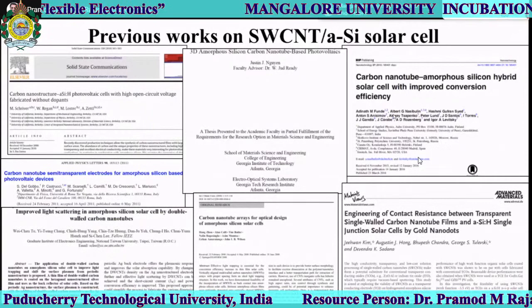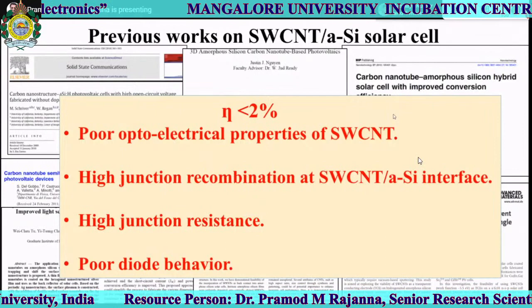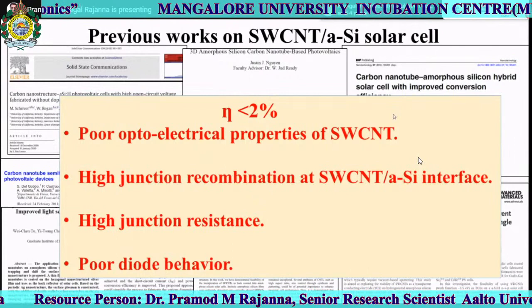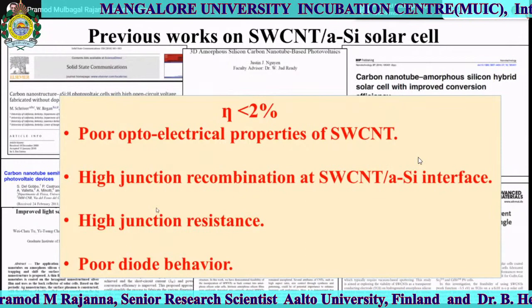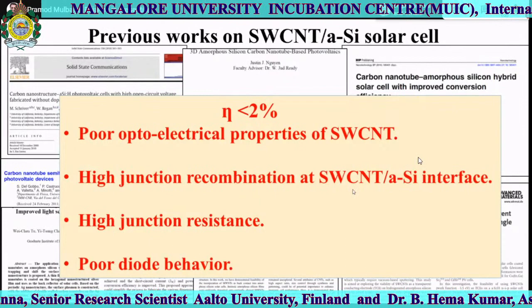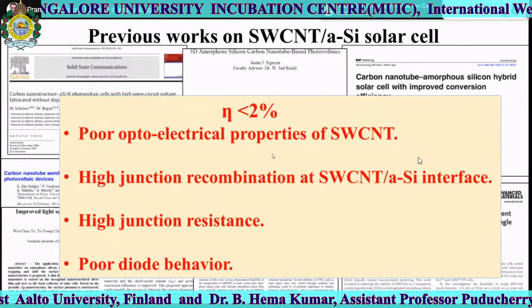And in spite of so much research in the last three decades on carbon nanotube and amorphous silicon, the efficiencies have been beyond practical applications, which is much less than 10.2%. It was due to the very poor optoelectrical properties of the carbon nanotubes, very high junction recombination at the interface between the carbon nanotube and amorphous silicon, and also the high junction resistance within the carbon nanotube itself, because it's not unidirectional but a multi-directional carbon nanotube, like a randomly oriented network. I'll show you in the coming slides, and it showed a very poor diode behavior. So these are some of the points which I tried to address during my research.